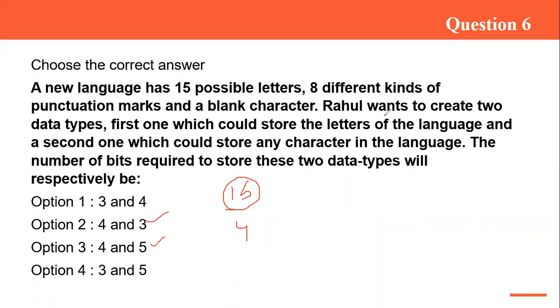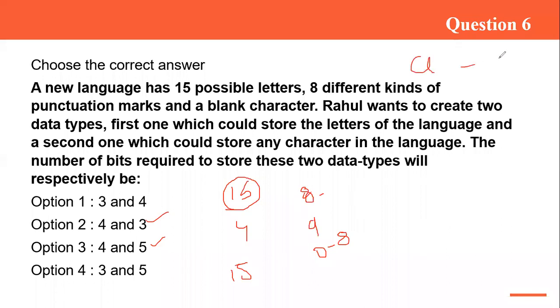Rahul wants to create two data types. For the second one, letters of the language are done. Now 8 punctuation characters plus 1 blank space, so total 9 characters are there. Last possible value was 15 for the letters. Now what is the maximum possible value for characters? Can I take again from 0 to 8? It's the same language, right? Can I give two different characters the same ASCII value? 15 letters are there.